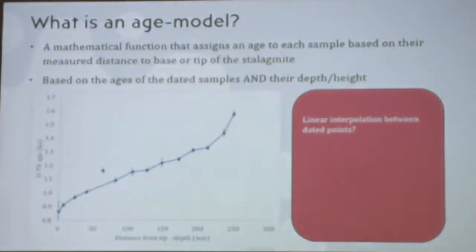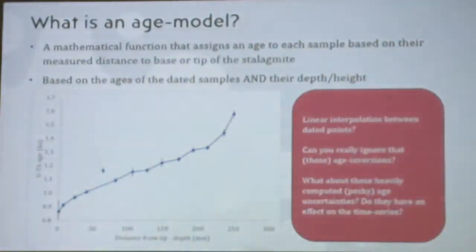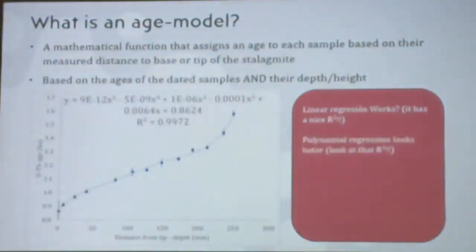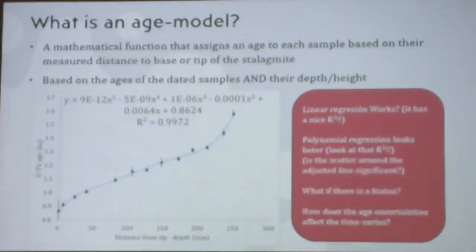A linear interpolation works. It works fine. Sometimes it's done. But what do you do with age inversions? We spend a lot of time working with the uncertainties and minimizing the uncertainty of the contribution of the detrital material, and then suddenly are we going to ignore that? We cannot ignore it. We have to take it into consideration. A linear regression looks nice, a polynomial equation looks nicer, but still it's not fitting perfectly.